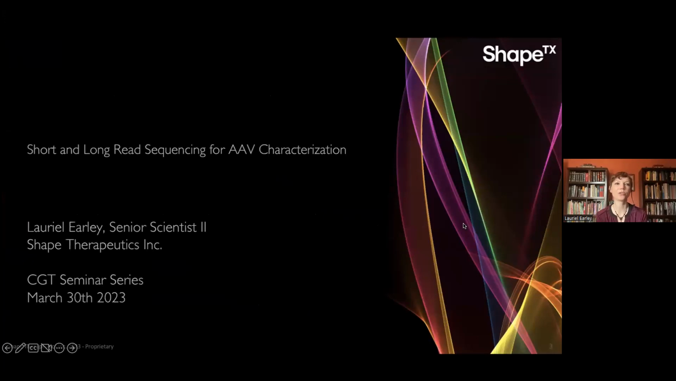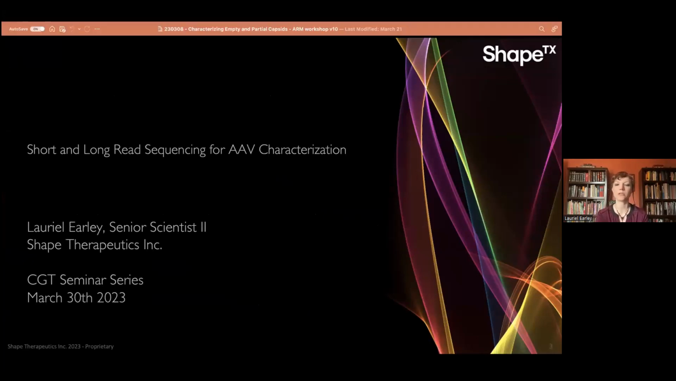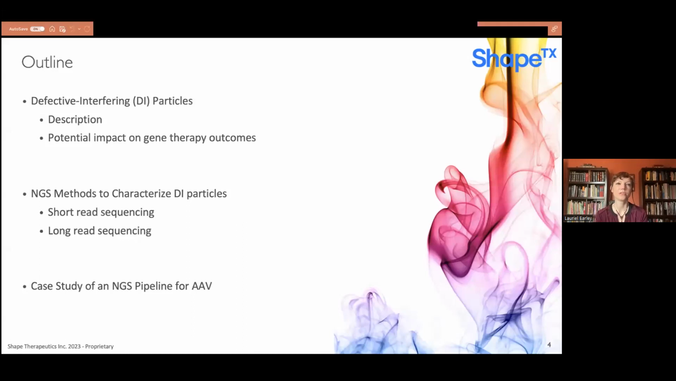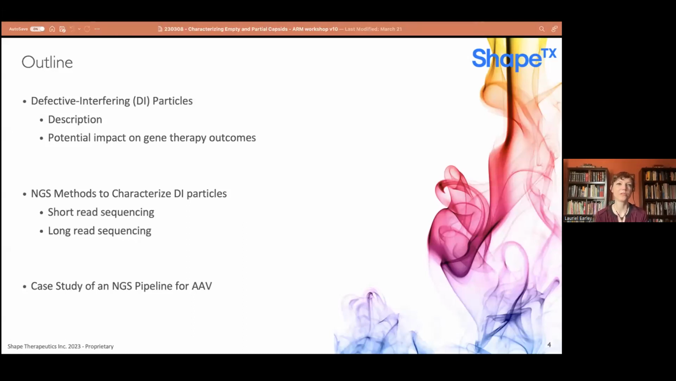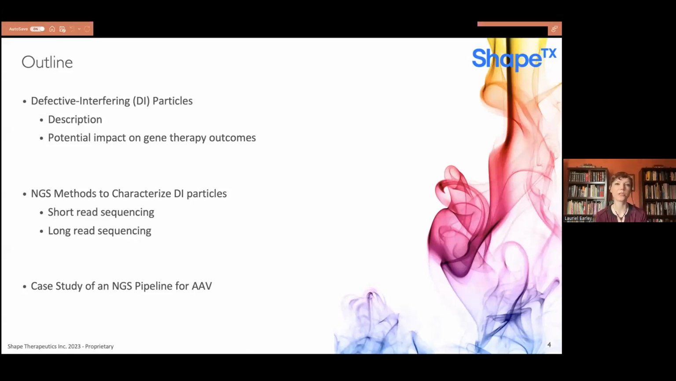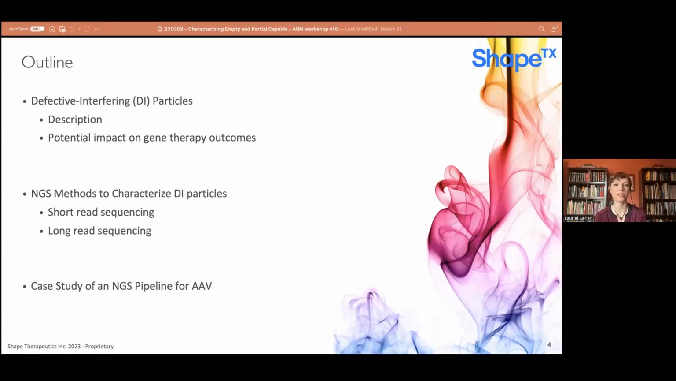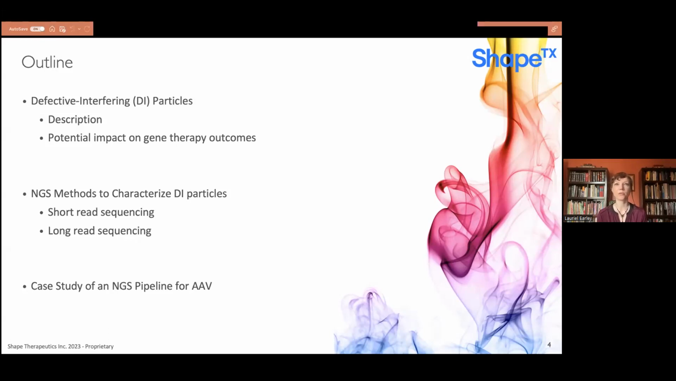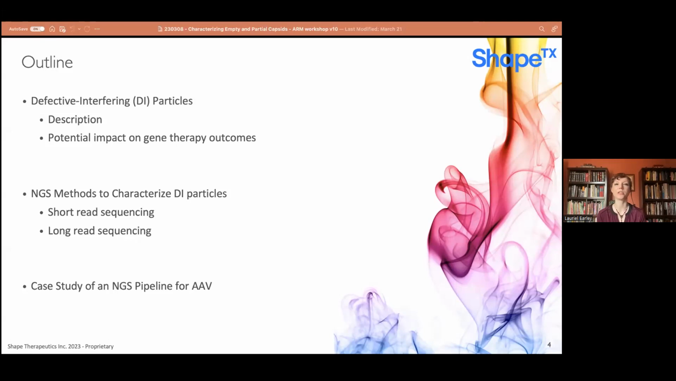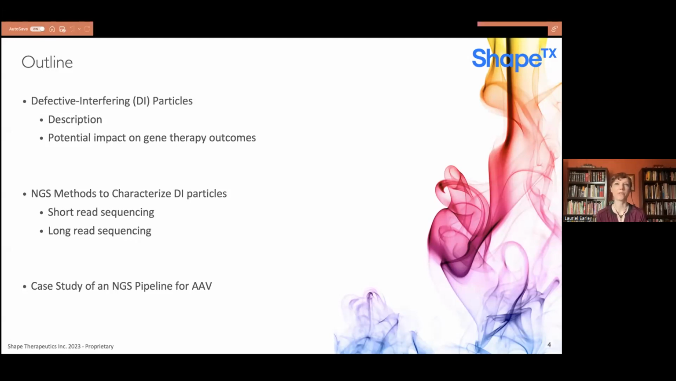So I'll be talking about short and long read sequencing for AAV characterization with a specific focus on what I'm going to call defective interfering particles that could potentially be in AAV preps. I'll give a description of what I mean by defective interfering particles and their potential impact on gene therapy outcomes. And then we'll talk about different NGS methods that could be used to characterize these defective interfering particles using long and short read sequencing. And then I'll go through a case study of an NGS pipeline where we take an off-the-shelf reporter vector and characterize what we see in that prep.